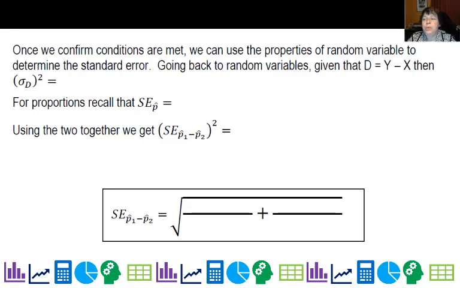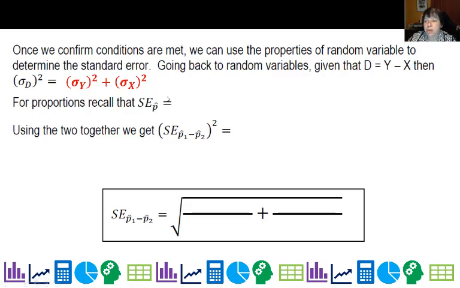So once we confirm conditions are met, we can use the properties of a random variable to determine the standard error. Going again back to random variables, if the difference is y minus x, then the standard deviation squared, or the variance for the difference, is going to be the variance for y squared plus the variance for x squared. Remember, even when you subtract here, we do not do that for variance. We increase spread when we combine variables.